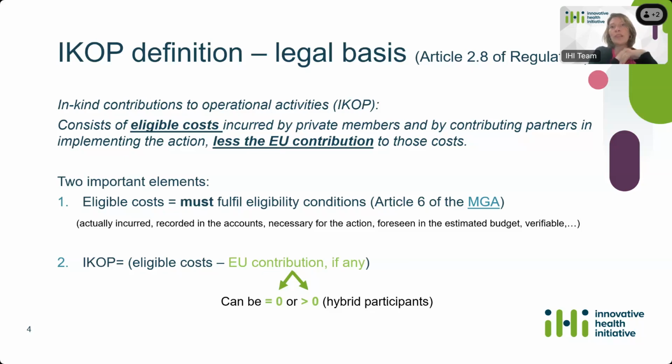There are two important elements in this definition. The first one is that IKOP are eligible costs, and therefore they must fulfill the eligibility conditions. For instance, they must be actually incurred, recorded in the accounts of the entity. They must be necessary for the action. They must be foreseen in the estimated budget, and verifiable as well, since they may be audited at some point. You can see the list of all those eligibility conditions in Article 6 of the Model Grant Agreement. You have the link here on this slide, so I invite you to click on the link and have a look at the different eligibility conditions. It also gives some examples of what is not eligible and what can be eligible.